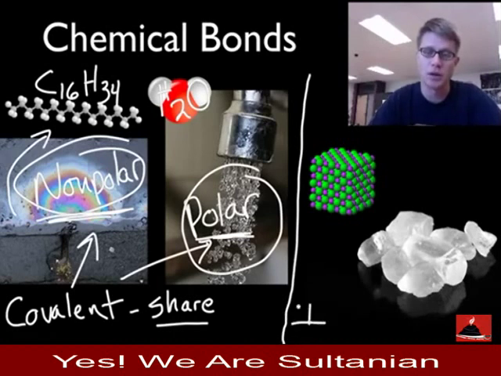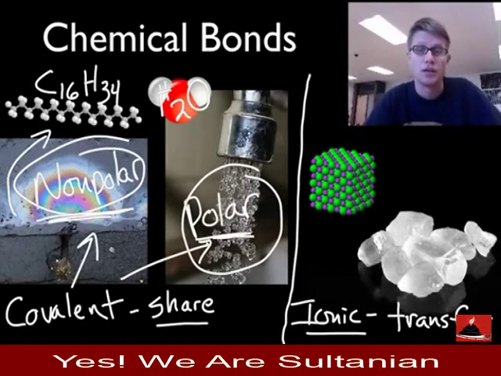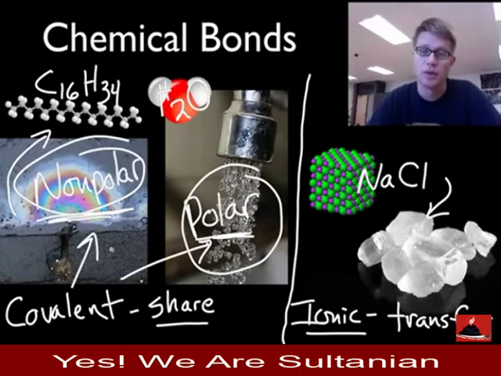Next one we'll talk about are going to be ionic bonds. In ionic bonds, you're actually transferring electrons between two different atoms, and those become what are called ions. And those ions are what are attracting it together. And so in this case, we've got NaCl, or just regular table salt, and that's an ionic bond.